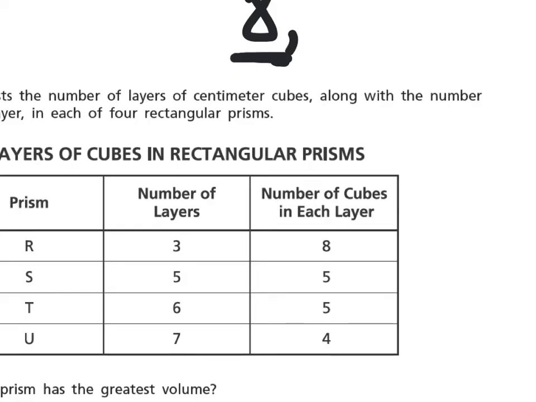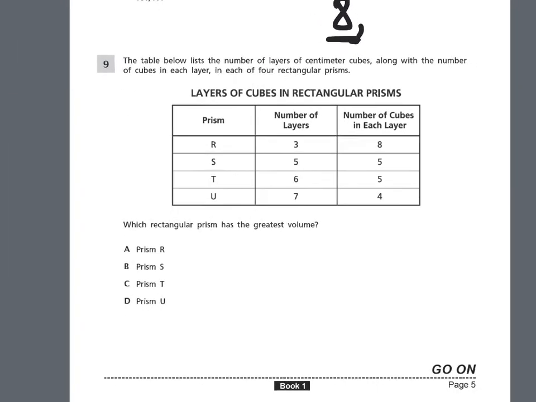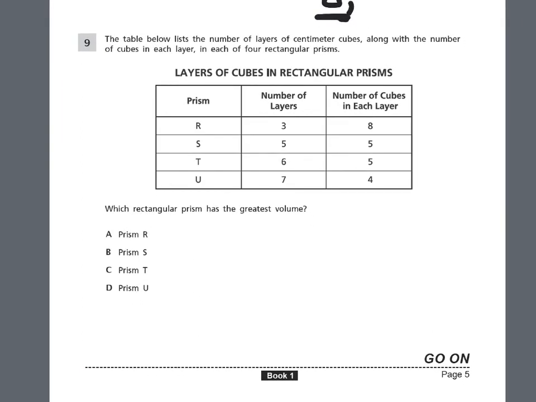For number 9, it says the table below lists the number of layers of centimeter cubes along with the number of cubes in each layer in each of the 4 rectangular prisms. Which rectangular prism has the greatest volume? So all we have to do is multiply each one, because that's the area times the height, which is the number of layers. So this is 24, because 8 times 3 is 24. This is 25. This is 30, and this is 28. The one that has the greatest volume is letter T, because that is 30.